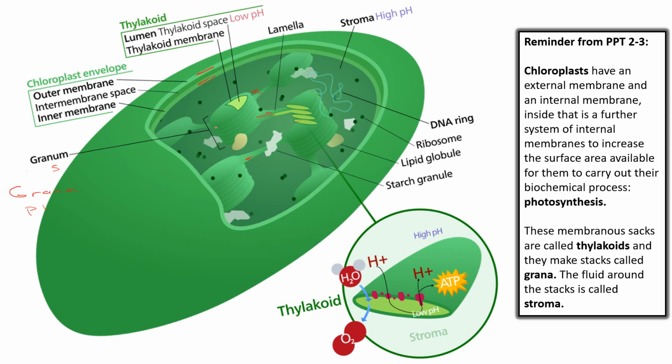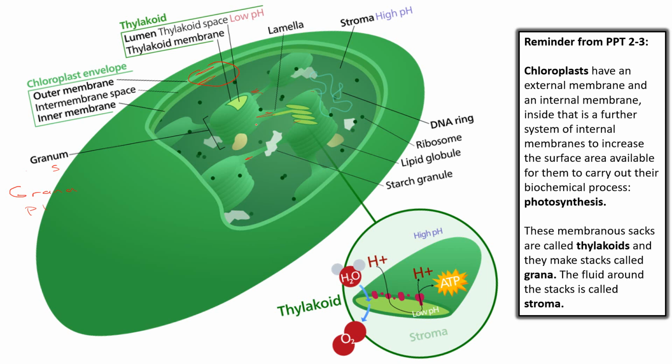So a reminder from the last PowerPoint where we looked at the structure a little bit. Chloroplasts have an external membrane and an internal membrane, which I just showed you over here. Inside that is a further system of internal membranes to increase the surface area available. So this is again about making larger surface area.